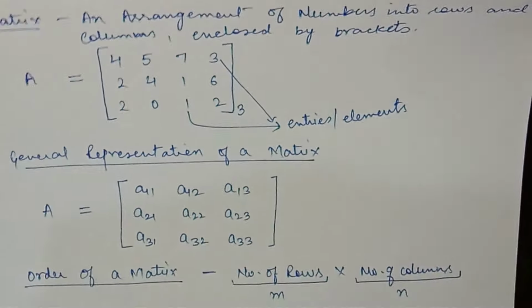Now if you talk about the order of the matrix that I have taken in the example, so in this matrix there are 3 rows, so 3, first we have to write down the number of rows and then number of columns. So how many number of columns are there? 3 into 4. So the order of this matrix is 3 by 4.